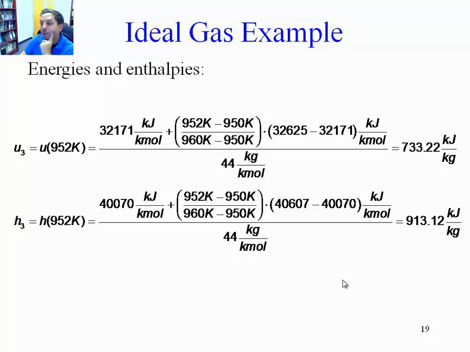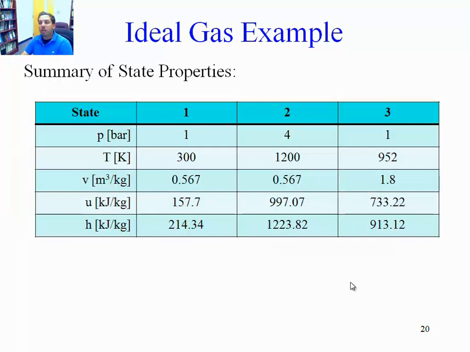So now that brings us to a full table of the state properties. In state 1, we have pressure, temperature, and volume. Now we have energy and enthalpy in kilojoules per kilogram. In state 2, we have pressure, temperature, volume, energy, and enthalpy. And in state 3, we have pressure, temperature, volume, energy, and enthalpy. So we have everything we need. Now it is a matter of applying the first law of thermodynamics to every single process. We're going to go through the process from 1 to 2, the process from 2 to 3, and the process from 3 to 1. Calculate the work, calculate the heat, summarize that in a table, and then calculate whatever we need, such as the thermal efficiency.